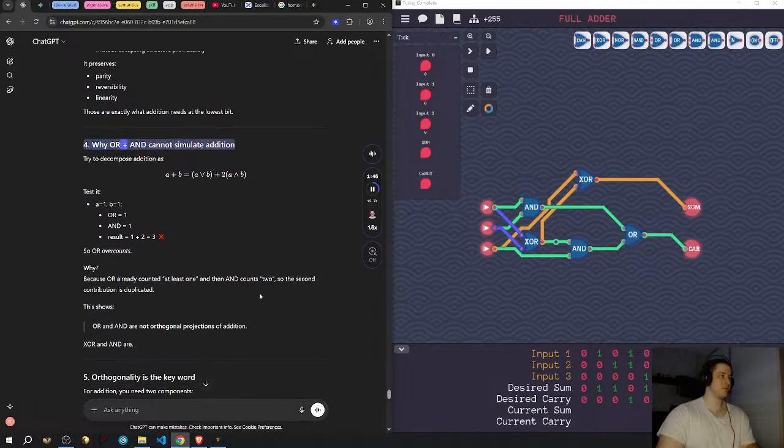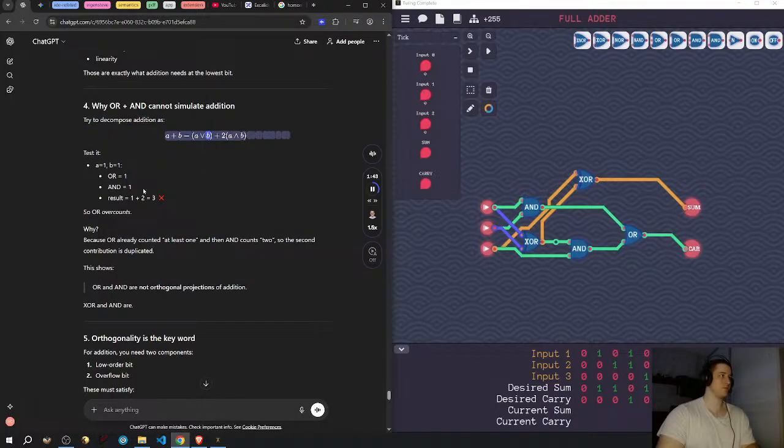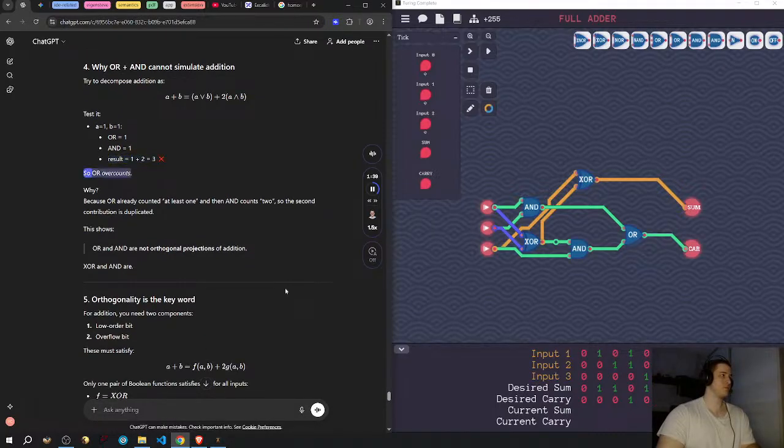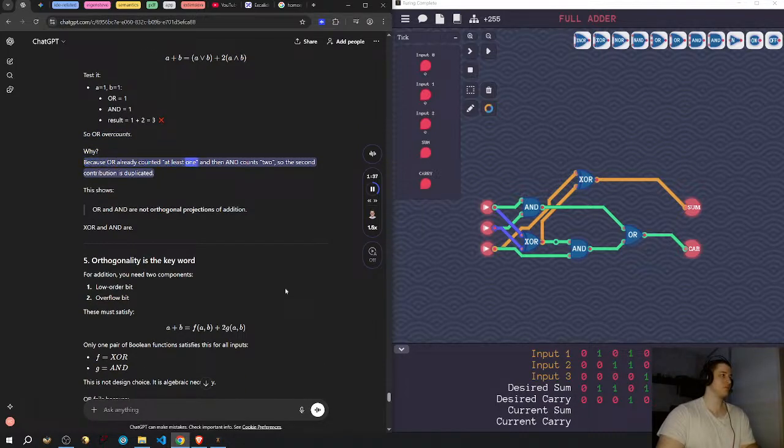4. Why OR plus AND cannot simulate addition. Try to decompose addition as a plus b equals a OR b plus a AND b. Test it. a equals 1, b equals 1, OR equals 1, AND equals 1. Result equals 1 plus 1 equals 2 plus... so OR overcounts. Why? Because OR already counted at least 1 and AND counts 2, so the second contribution is duplicated. This shows OR and AND are not orthogonal projections of addition.